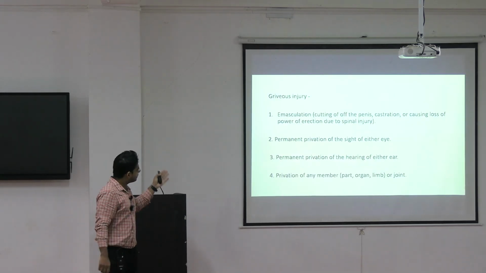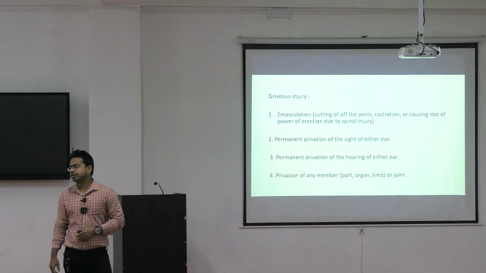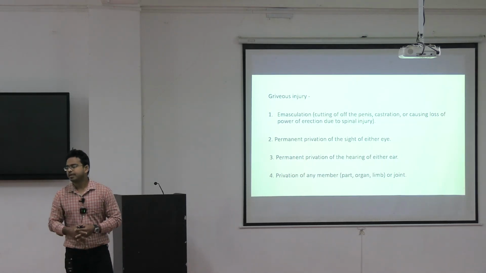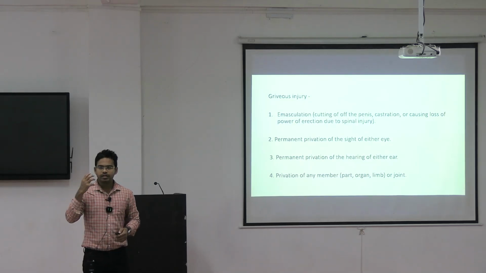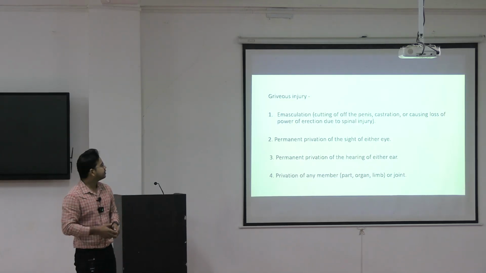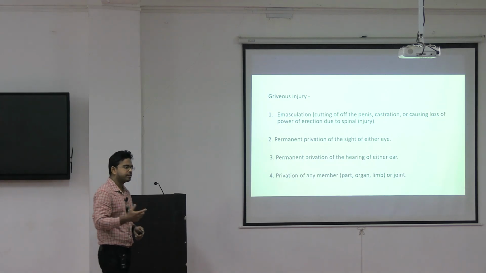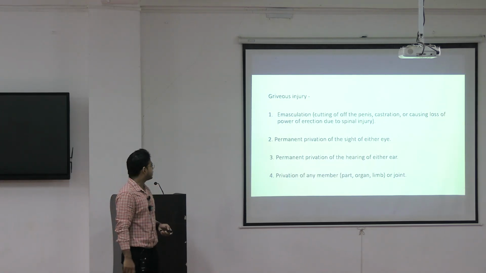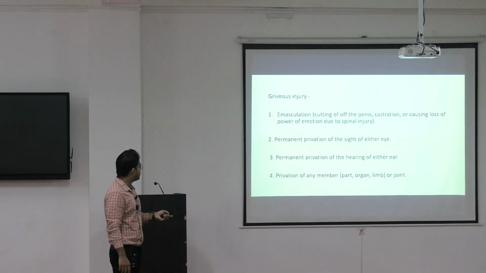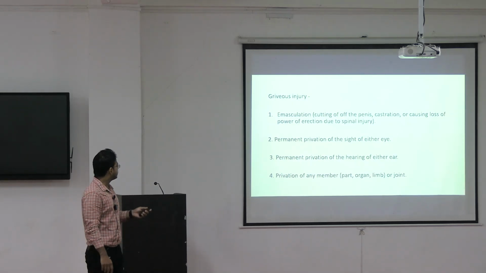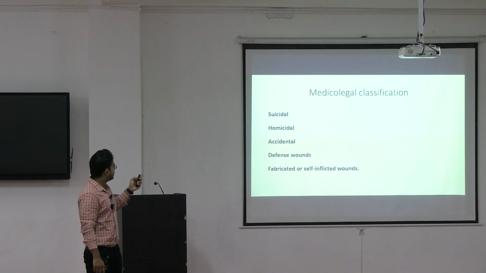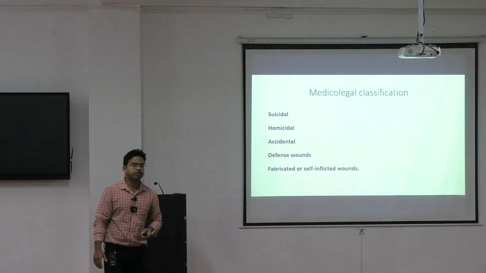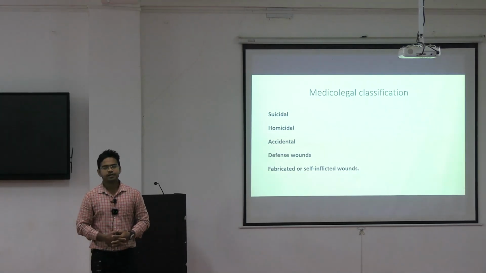So these are the examples of grievous hurt. I think all of you are already familiar with that. Amputation of the penis or any permanent privation or damage to the eyesight, hearing, permanent disfiguration of any part of the body, all those things. Privation of any member or joint, castration, all these will include grievous injury. So medico-legal classifications, these are the 5 broad categories in which we divide. Clear?